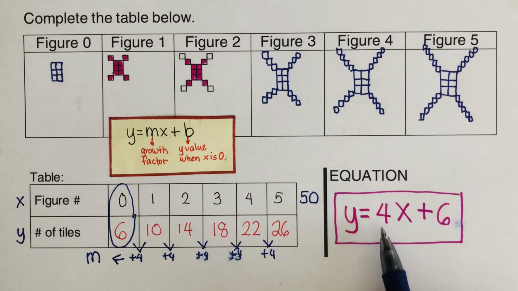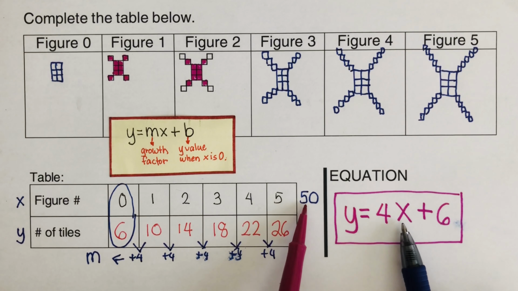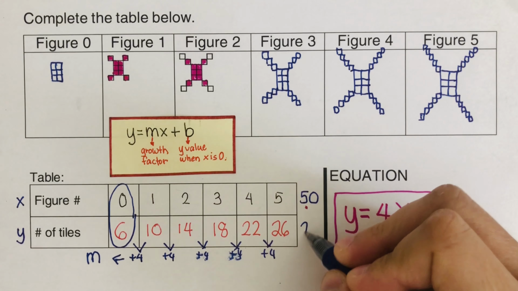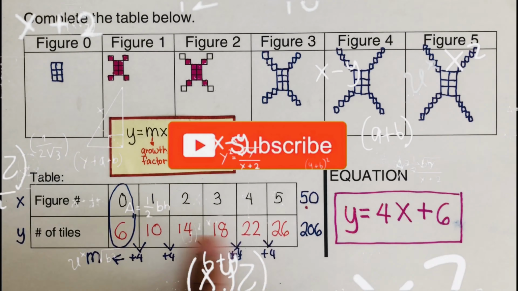Remember that the x is represented as the figure number, so we plug in the x here. 4 times 50 is 200, plus 6 is 206. So that means figure 50 will have 206 tiles put together. Did you get the same answers as this?